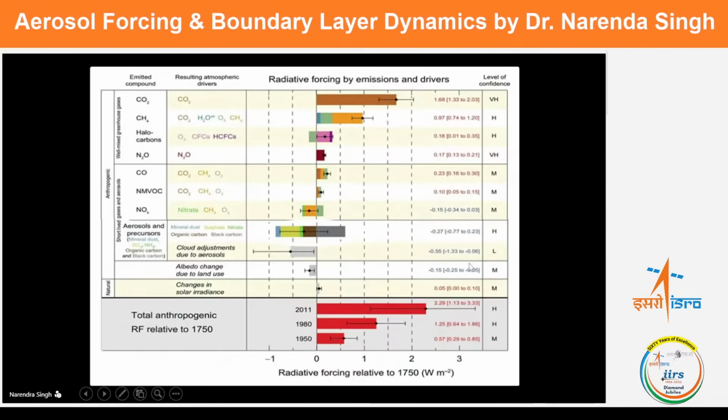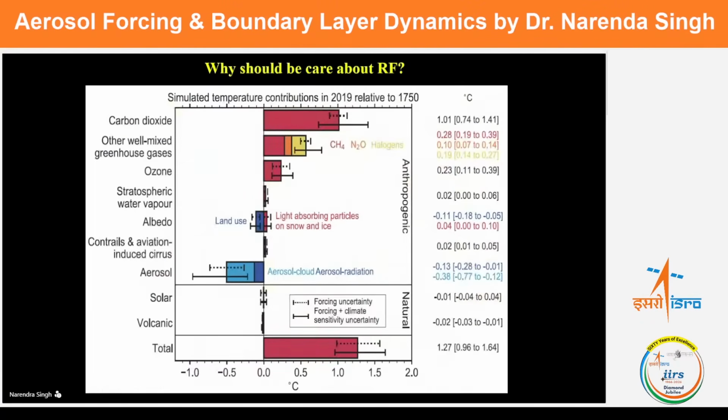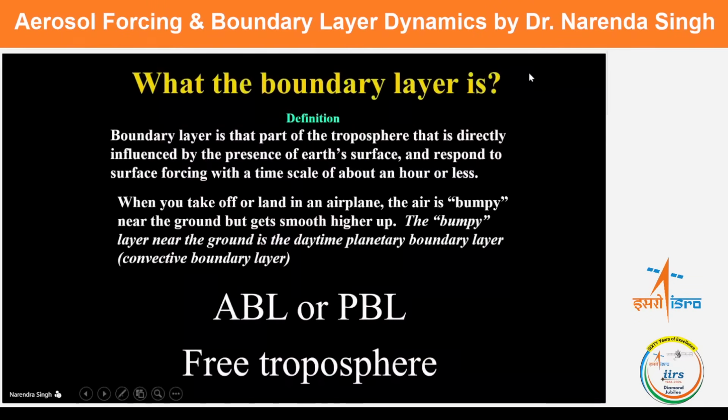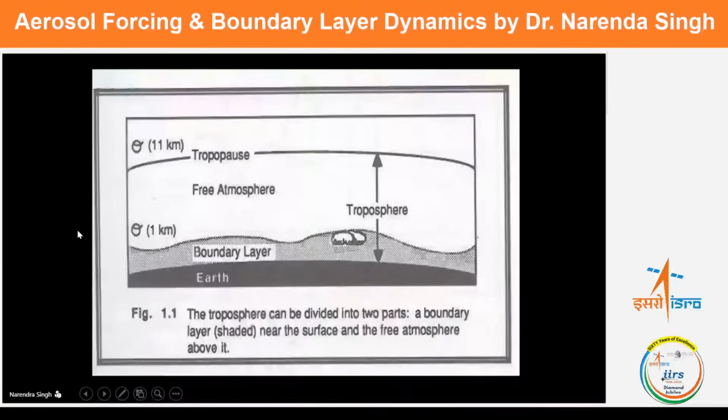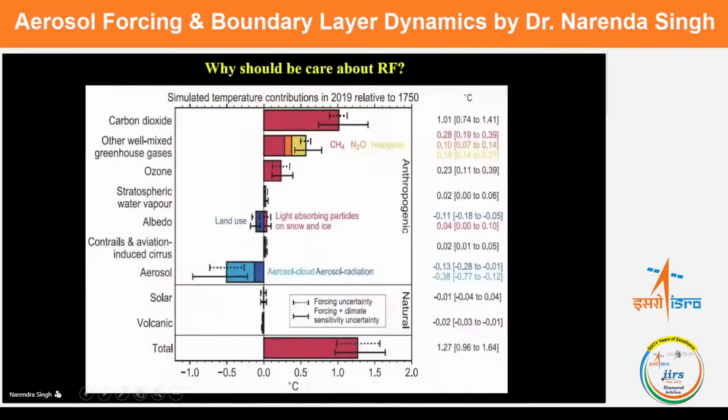So this is a picture where you can see that the contribution is coming mostly from, of course, CO2 as one component, but then mostly man-made activities. And this is again a similar picture, but the point is, do we need to worry about this radiative forcing? So this is the simulated temperature contribution in 2019 relative to 1750.